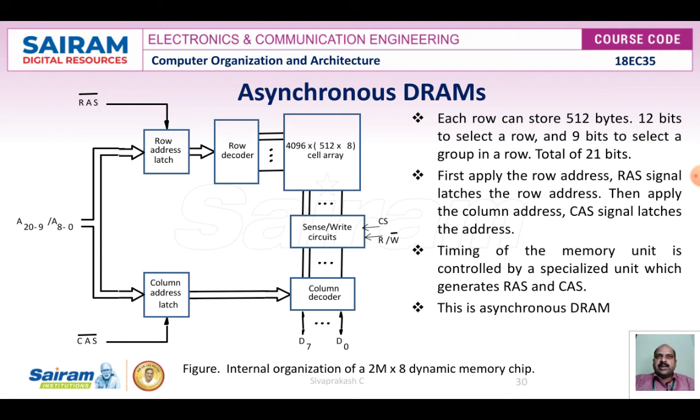The information in this latch is decoded and the appropriate group of 8 sense/write circuits are selected with the read/write bar and the chip select pin. If the read/write bar control signal indicates a read operation, the output values of the selected circuits are transferred to the data lines, which are D0 to D7.